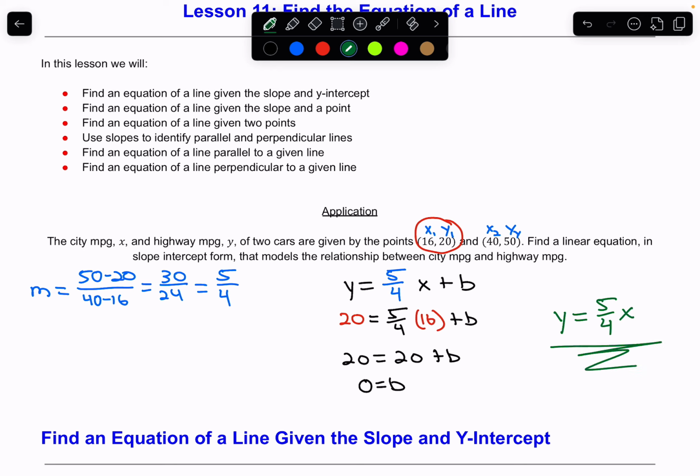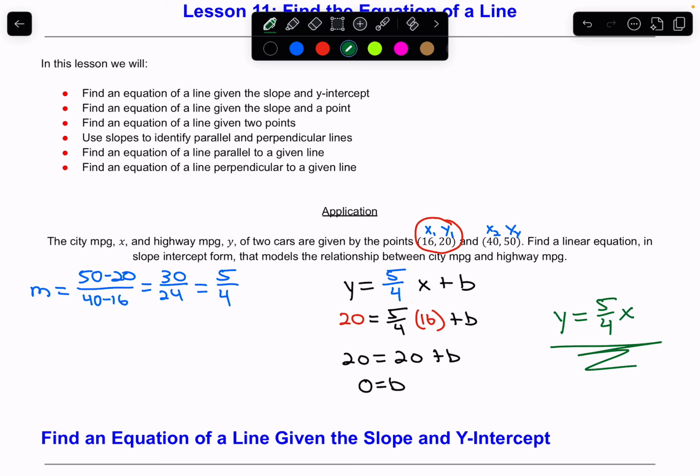And so what this tells us is that if your city miles per gallon is x, then you multiply it by 5 over 4, and that'll give you your highway miles per gallon. Now, if you're wondering if this is accurate at all, I did use the approximate miles per gallons from two cars that I've had in my lifetime. So my first car only got about 16 in the city and 20 on the highway, and my second car was about 40 in the city and 50 on the highway. So I'm not saying that this holds true for all cars, because it definitely does not, but just for the cars I've driven, there is actually a relationship where you multiply the city miles per gallon times 5 over 4, and you get the highway miles per gallon.